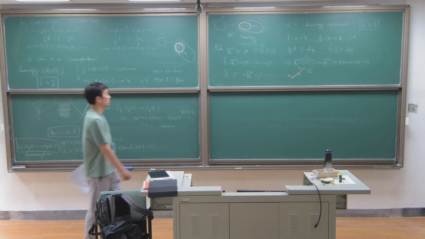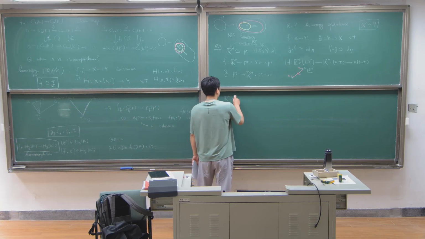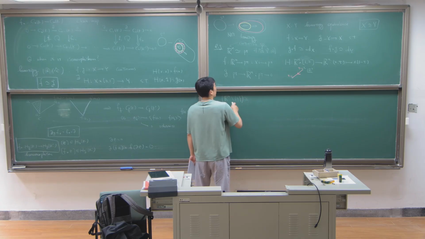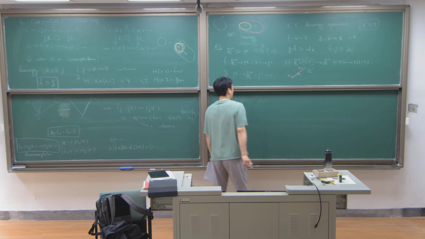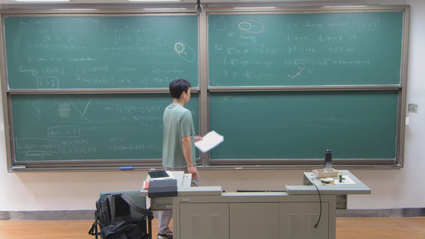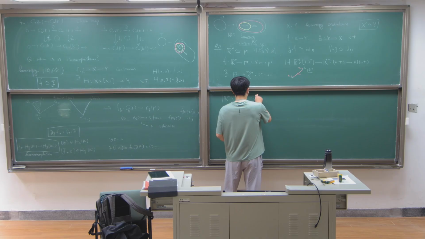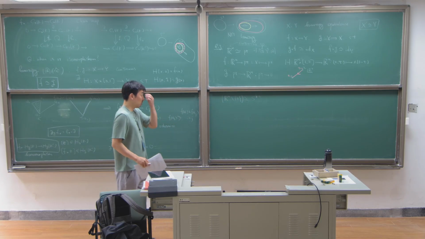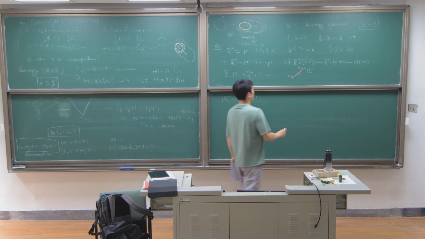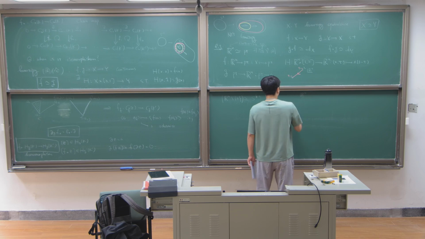Another example. You just get rid of a point in Rn, that is equivalent to S^(n-1) here. That's the case. So in Rn, you just get rid of a point.